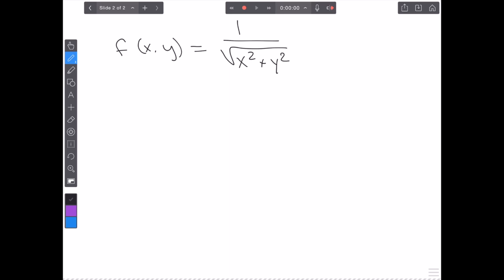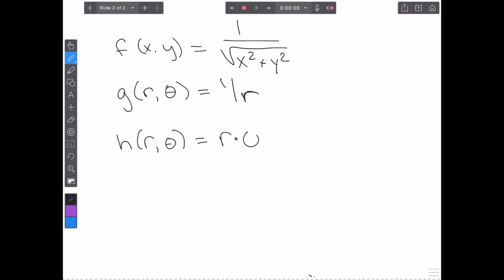But let's instead write a function. We'll just call it g to distinguish it, and we'll write it in terms of r and theta. You notice that in r and theta space, this function has a very nice formula. So g has the nice formula of 1 over r. And there are other functions that we might want to define. So maybe we have a function h of r and theta, and maybe that's r times theta.